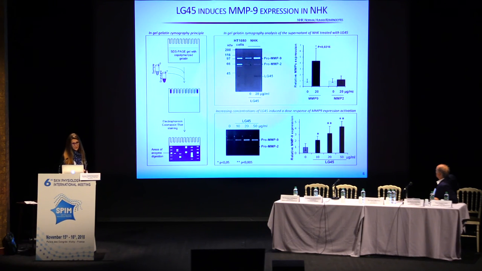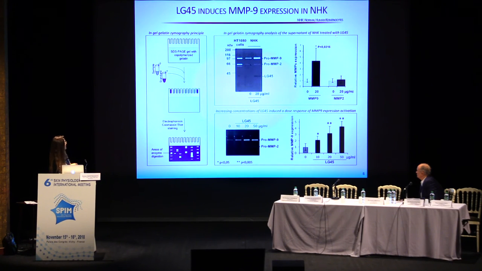Recent results from my lab have reported that the LG45 domain of the precursor laminin 332 upregulates MMP9 expression in normal human keratinocytes at both transcriptional and protein levels. As you can see on the in-gel gelatin zymography analysis of the supernatant of NHK treated with LG45, we observed an increase in MMP9 expression while MMP2 expression is not affected.